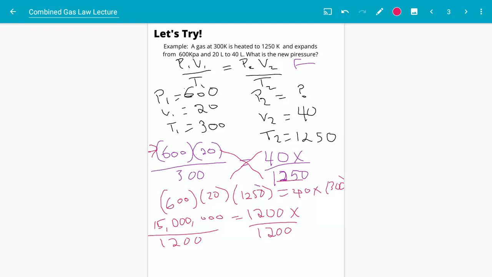And I get, I'm going to do it again. So I'm going to do 15, 1, 2, 3, 1, 2, 3, divided by 1200. And I get 12,500 is equal to x. And what unit should that be? Well, it's pressure. And if I go back to my pressure unit up here, it was kPa. So this would be kPa.